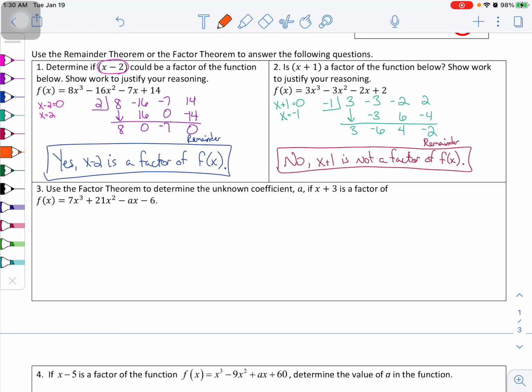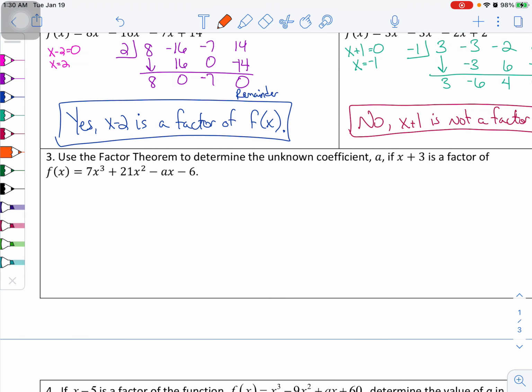So for problem number 3, I'm actually going to set this up as synthetic division. So I'm dividing by x plus 3. That's my factor. I'm going to set it equal to 0, and I'm going to get x equals negative 3.